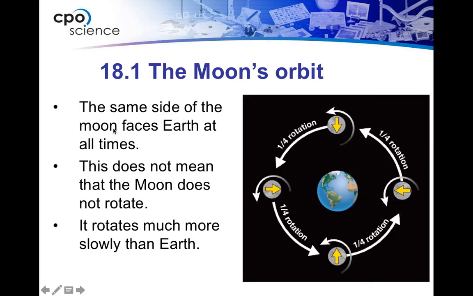The same side of the moon faces the Earth at all times. You ever hear of the dark side of the moon? It is much colder and cooler, so that side is always facing away from us. It rotates a whole lot slower than the Earth does.